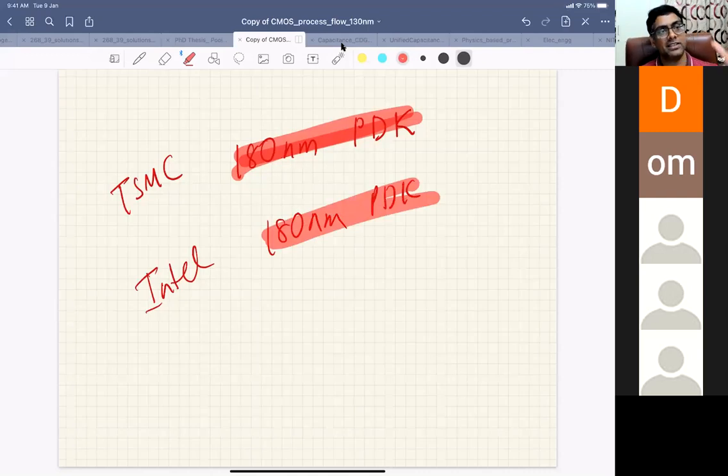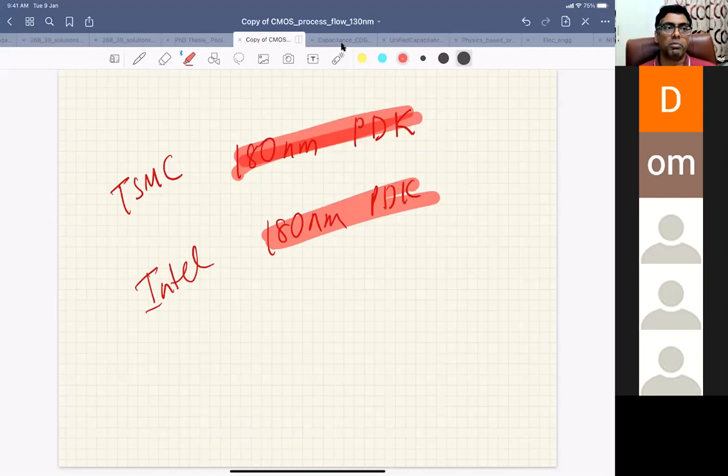So the name is the same, but the PDKs are foundry specific. PDKs are company specific. PDKs are your fab specific, right? And that tells you the capability of the fab, right? How low they could go in this same technology, right? So that's the reason I told you there is nothing in a name. This is just a name. 180 nanometer is just a name.